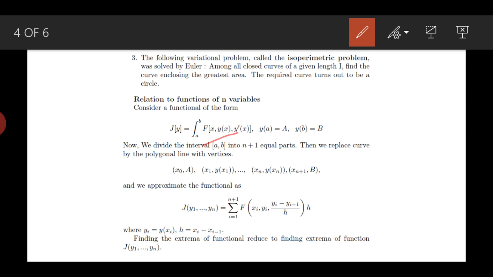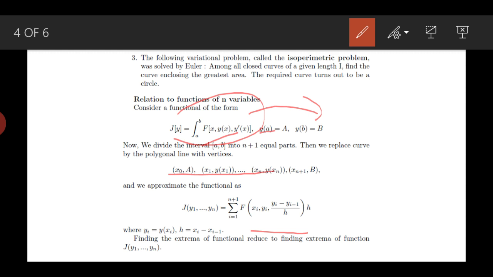So this is our general functional, and there are two boundary conditions given to us, namely y of a is equal to capital A, and y of b is equal to capital B. The next thing we can do is divide this interval from a to b into n plus 1 parts and approximate this integration by a sum of these function values at these points, and then we get the approximate form of this functional.